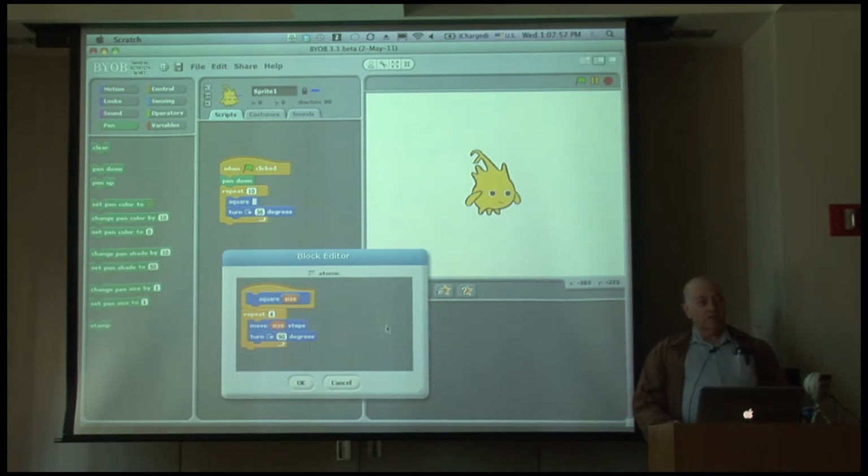So instead of move 100 steps, it's move size steps. And of course, it's still repeat 4, and it's still turn right 90, because we need those things in order for it to be a square. Those things are part of the definition of squareness. But now it can be a square of any size.